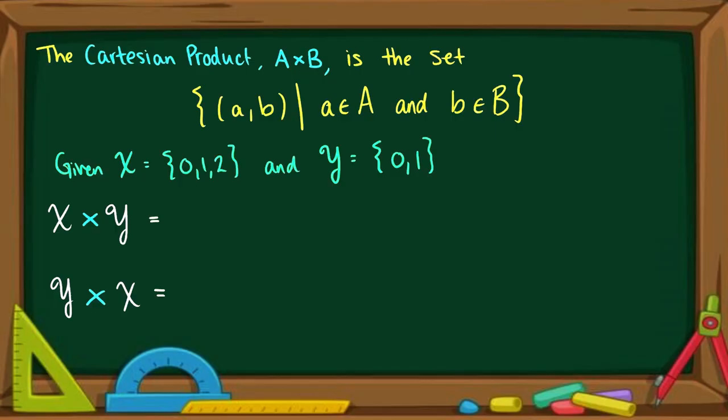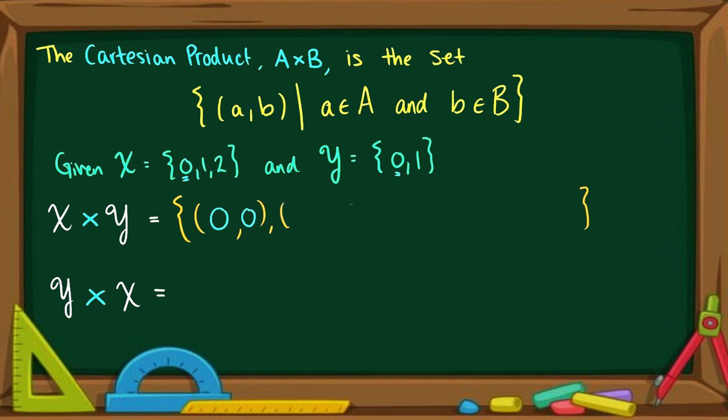So I'll do the first one very slowly for you. X cross Y. So this is a set. It's a set of ordered pairs. So in my first ordered pair, I will have the first element come from X, and the first thing I see in X is 0. So I'll take 0. Then I look at Y. Well, Y has a 0 as well, so I have the ordered pair (0, 0).